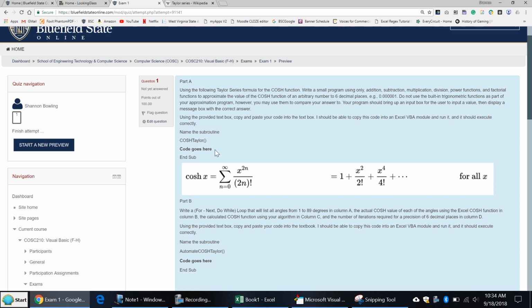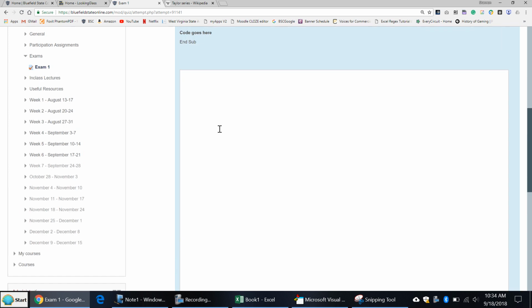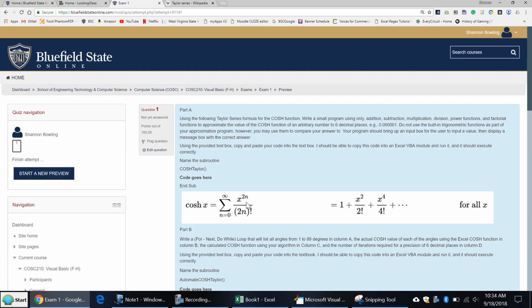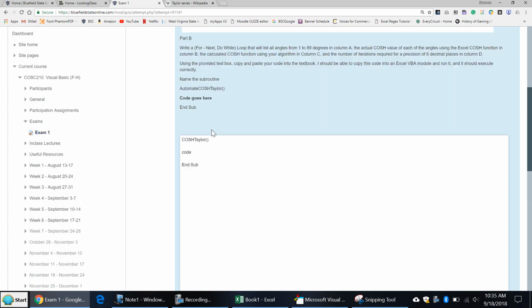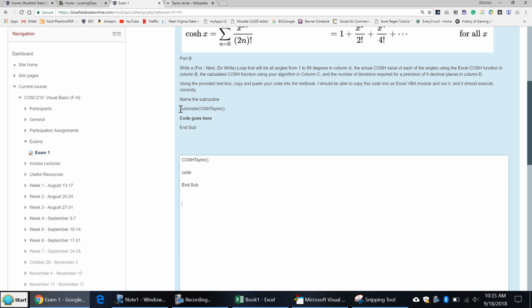So what I expect is for you to paste your code something like this: COSH Taylor, then I'll say code, and then I'll say end sub. So put your code in here, and then for the second part of your code, put it in here.